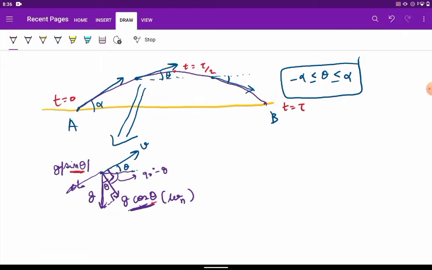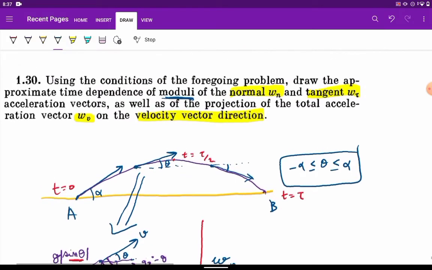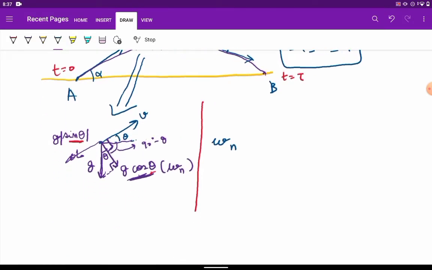Okay, before that, let's make a table of only at t equal to 0, t equal to... sorry, so these are obviously the moduli: wn, w tau, okay? And the critical points.